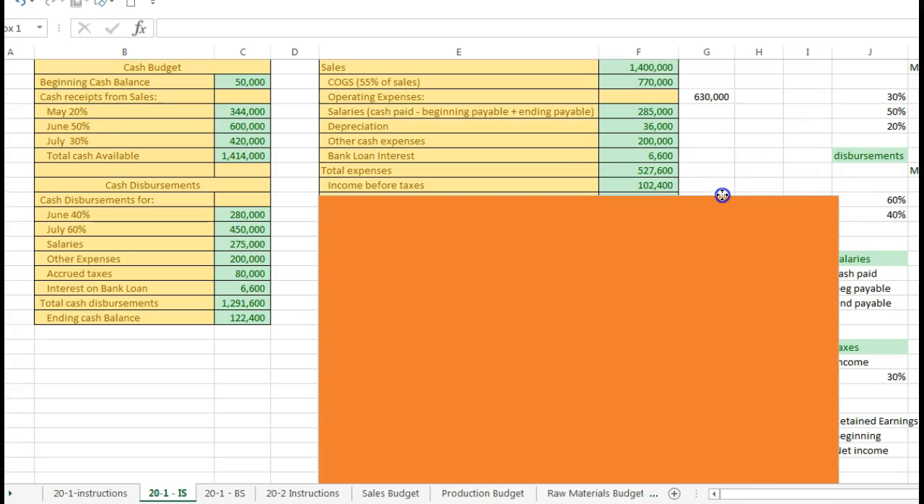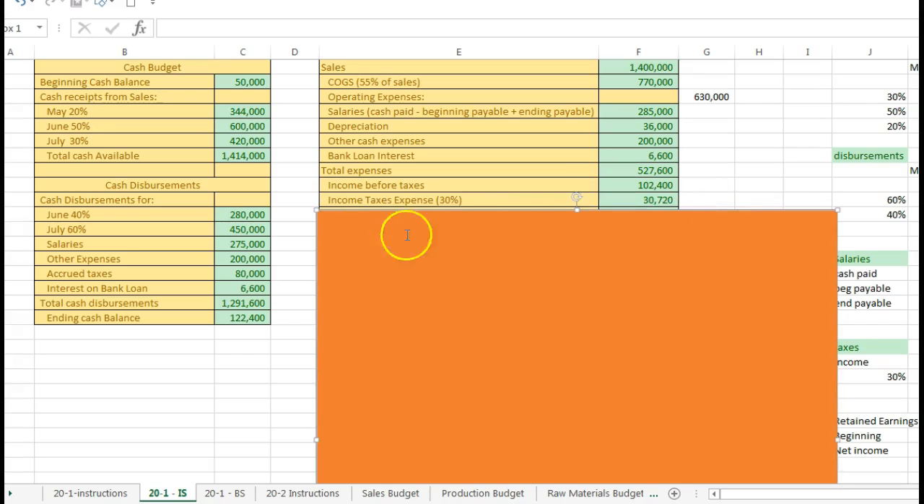Yes. And now we have to figure out the income tax, and they give us that number. What's the number they give us? 30%. So income tax expense is 30%. We multiply that by the income before taxes and come up with we owe $30,720. It gives us a net income of $71,680.